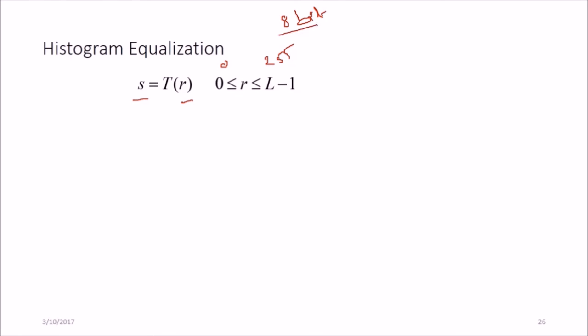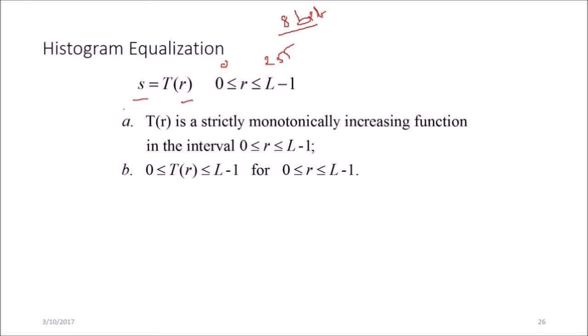Mostly we will be dealing with 8-bit images only, which is why I am always taking these values. Now T(r), the transformation on r, is a strictly monotonically increasing function in this interval. First of all, monotonically increasing, and T(r) lies again between 0 and L minus 1. That is, if the transformation has been done, s should lie between 0 and 255 only, while this r lies between again 0 and 255.